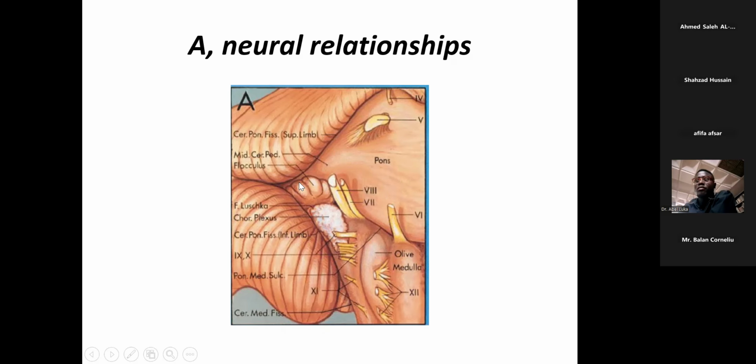And then this is the middle cerebellar peduncle, which lies in very close proximity to the 7th-8th nerve complex. We can see that the 7th-8th nerve complex tends to arise from the cerebellopontine fissure, towards the inferior limb. This is the flocculus of the cerebellum, which curves forward and tends to hide the origin of these nerves, obliterating the view of it. Choroid plexus can be seen hanging down from the foramen of Luschka, which is a lateral opening into the fourth ventricle.